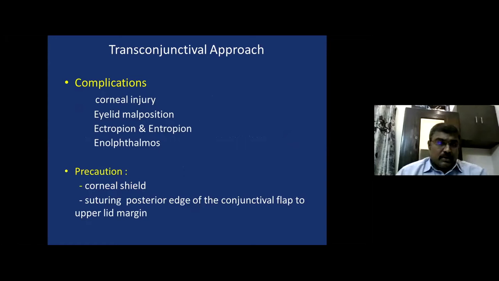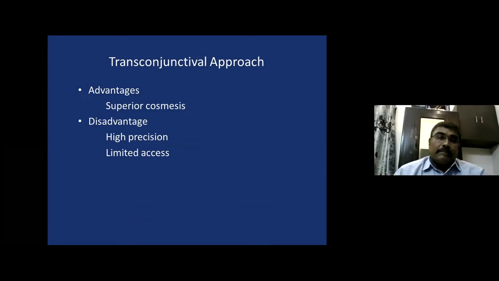The transconjunctival approach has a little bit higher rate of complications, particularly corneal injury, eyelid malpositions, ectropion and entropion, and enophthalmos. Again, as a precaution for the cornea, a corneal shield can be used. If not, the posterior edge of the conjunctival flap can be sutured to the upper lid margin to give protection to the cornea. So the transconjunctival approach can still be done. The advantage is the superior cosmesis. The only thing is it requires high precision and it has limited access.